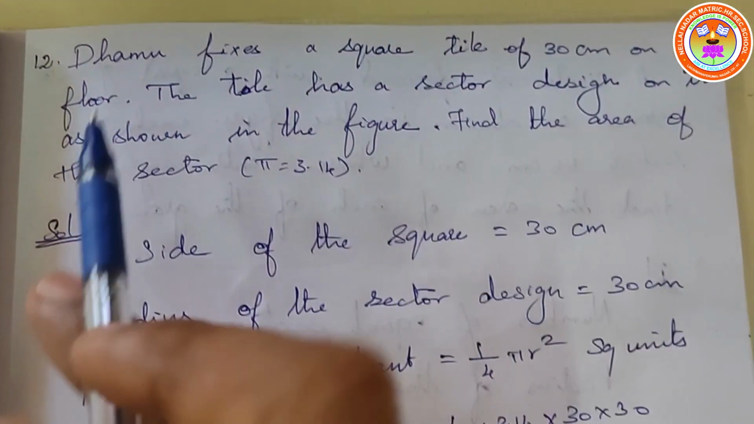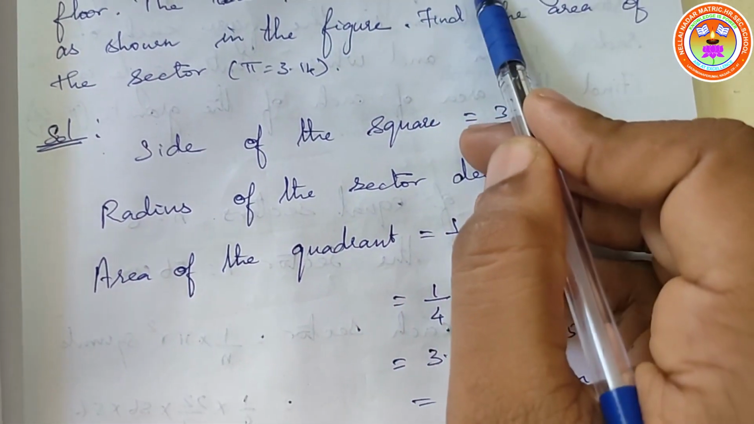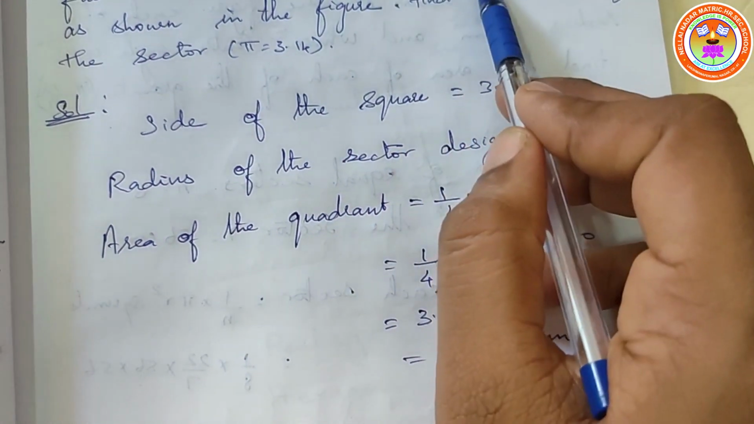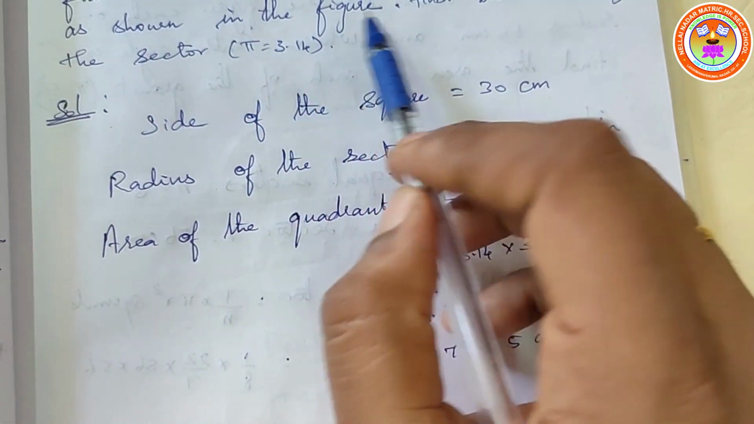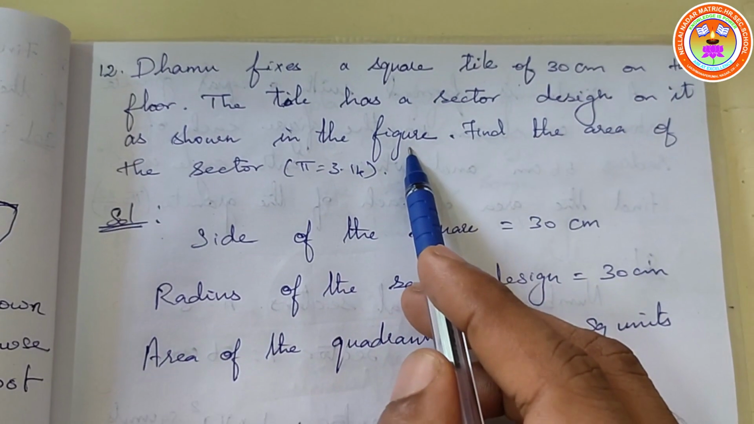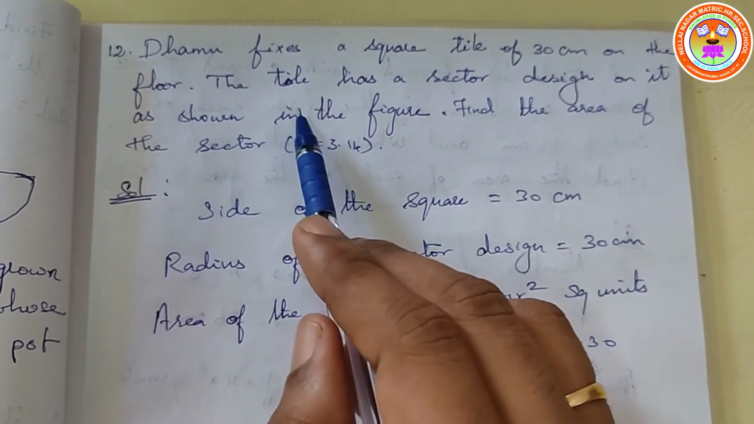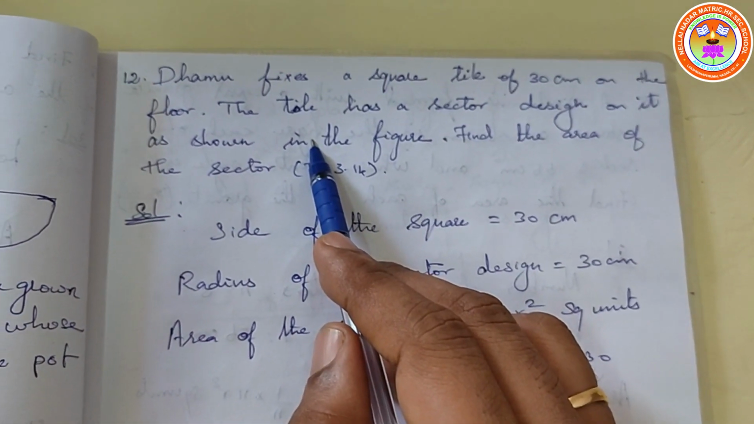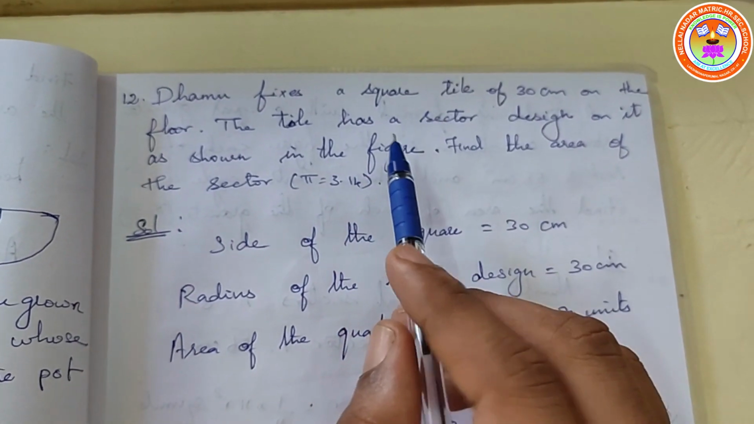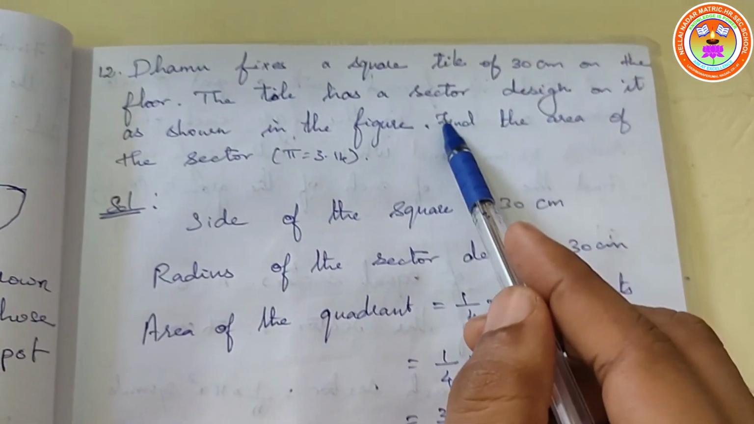Yes. The next question is, Damu fixes a square tile of 30 centimeter on the floor. The tile has a sector design on it as shown in the figure. You can check this question in the book itself. Find the area of the sector. Why am I writing the question? Some of the students are not writing the question. That's why I am writing the question in the video itself. Write the question and write the answers like this. If you have any doubt, you can verify with the book.